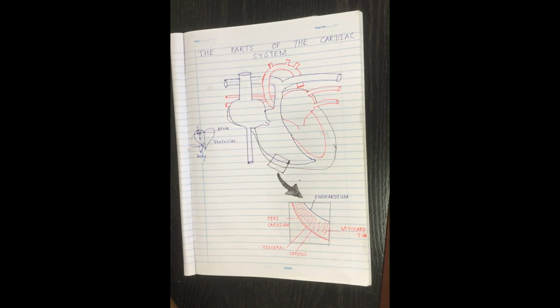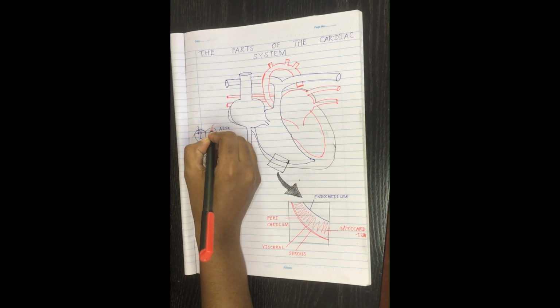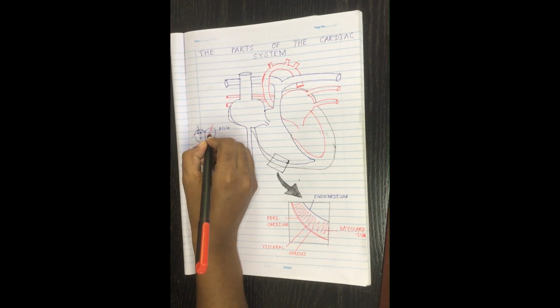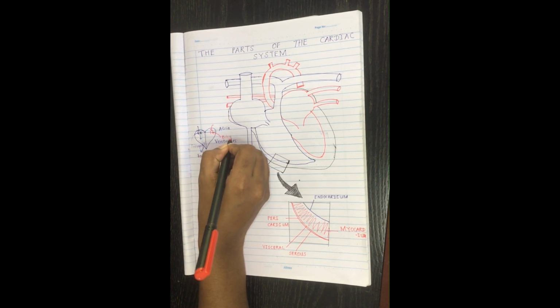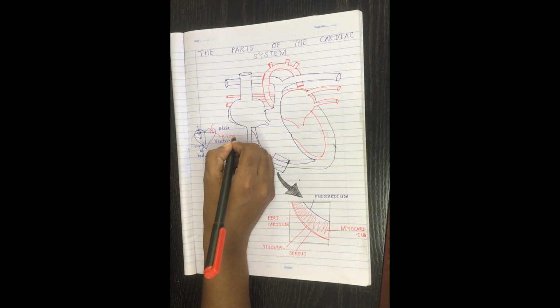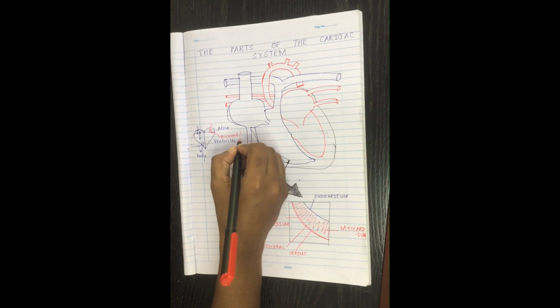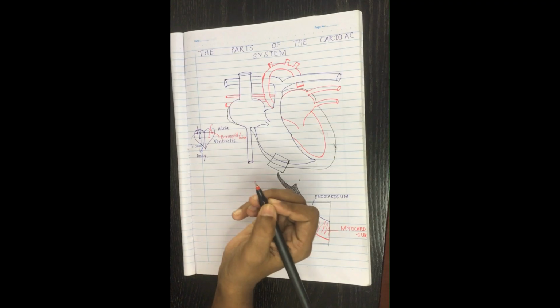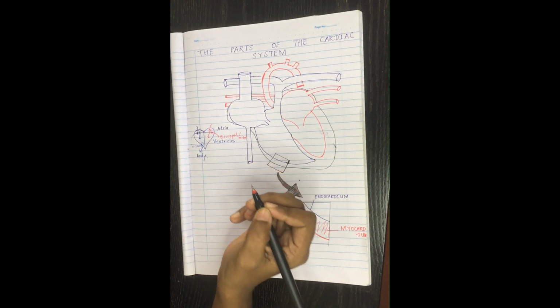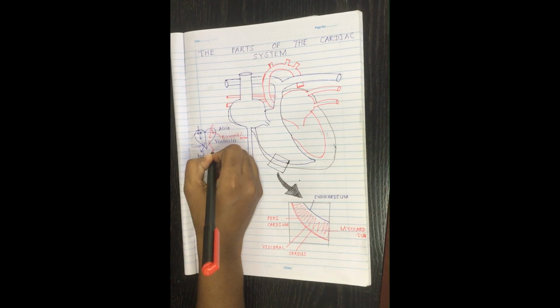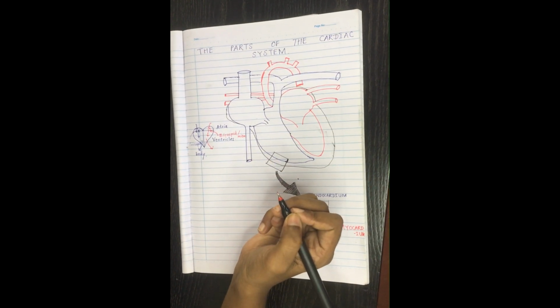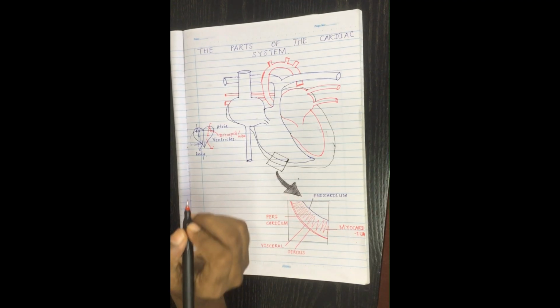Now I'm using another color pen. This blood enters the left atrium and flows through this bicuspid. This is the bicuspid valve, so there are only 2 cusps. Bicuspid, or it is called the mitral valve, and enters the ventricle, and it goes back somewhere. We'll discuss it later.